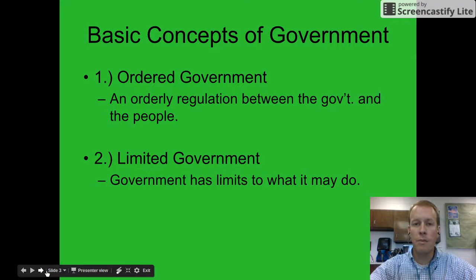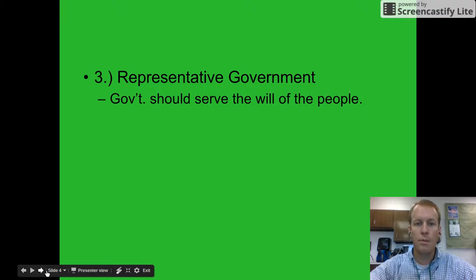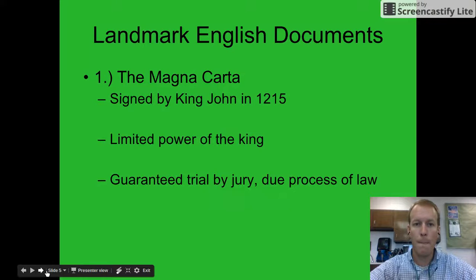Number two is limited government, the concept that government does have limits in what they can do. They are not all powerful. This is a direct change from the divine right of kings, which existed under the monarchies of Europe. And number three is representative government. The government should serve the will of the people. This is embodied in the preamble, when it says that one purpose of our government is to promote the general welfare.